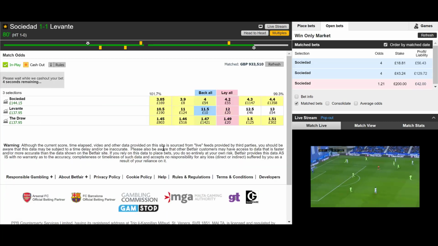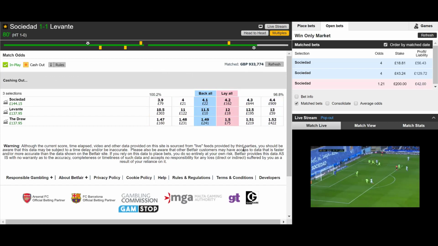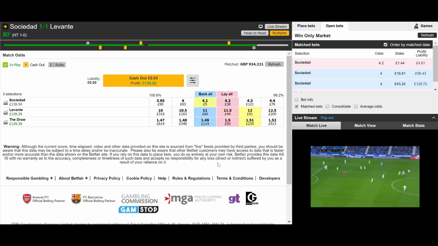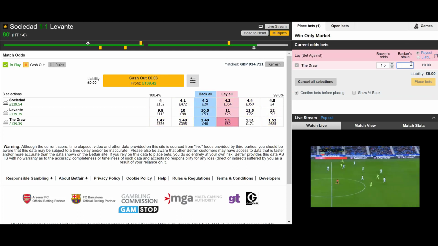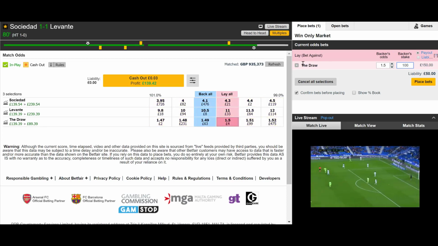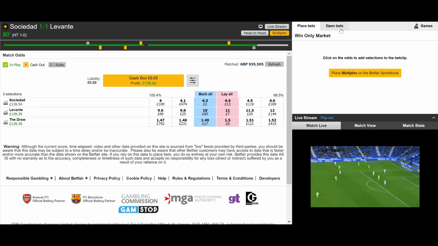We should have a profit of £139 locked in altogether on this one. 10 minutes left to play. Keep an eye on it, and there might be another opportunity to maybe even lay the draw late on. I mean, obviously, once you've got some green, if I thought Sociedad were going to go for it in the late stages, I could put in another lay and use some of that green to create a bigger profit. Who knows? But anyway, we were in and out of the market.